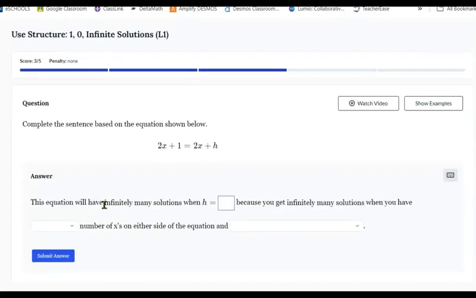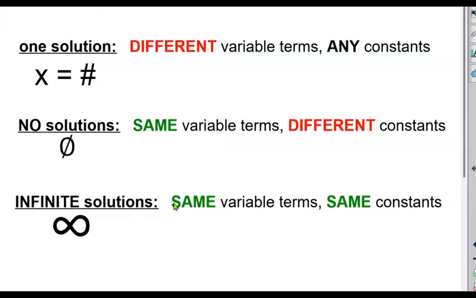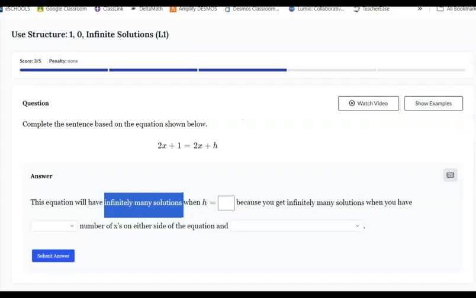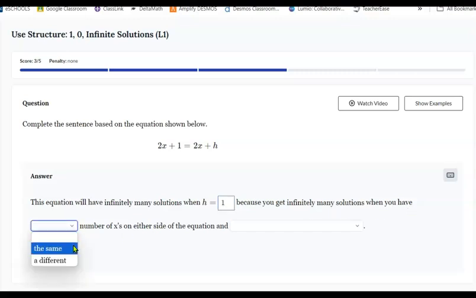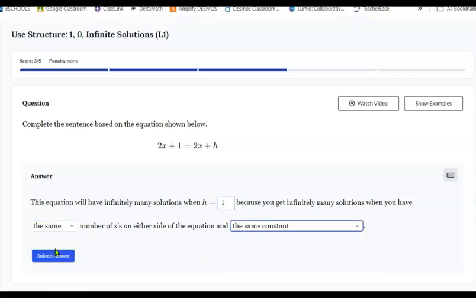In this question, we're asked to find an equation that has infinitely many solutions. And infinitely many solutions have a perfect match on the left and right sides, same variable terms, and the same constants. So if I have a 2x on the left and a 2x on the right, then I'm set up for a special solution. And if the constants are the same, a +1 on the left and a +1 on the right, then I would have infinitely many solutions. Because when you have infinitely many solutions, you have the same number of x's and the same constant.